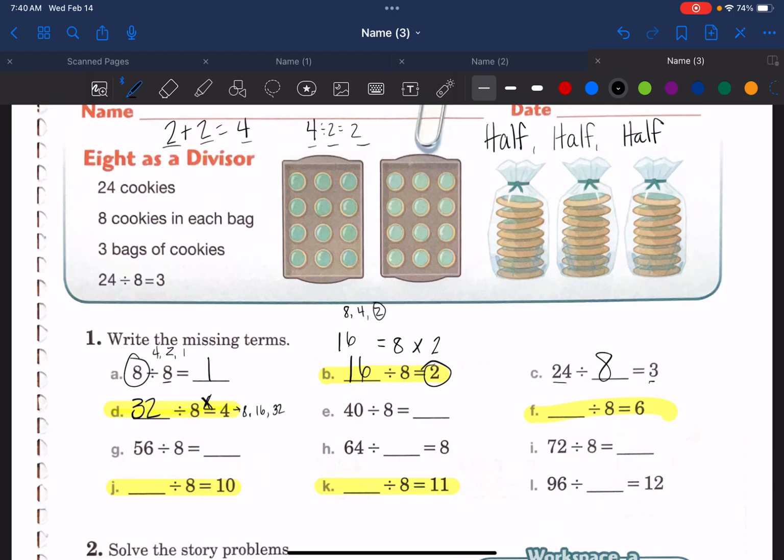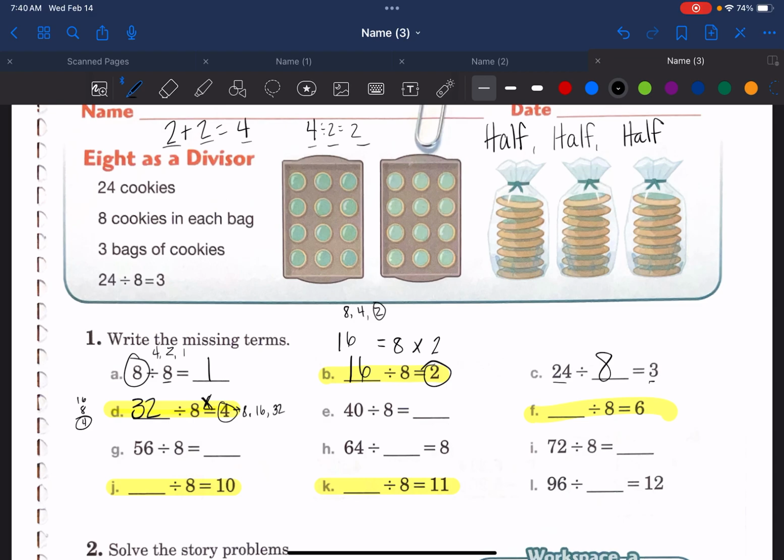Let's double check it by doing the half, half, half. So half of 32 is 16. Half of 16 is 8. And half of 8 is 4. And that matches. Okay? All right, let's do the E.